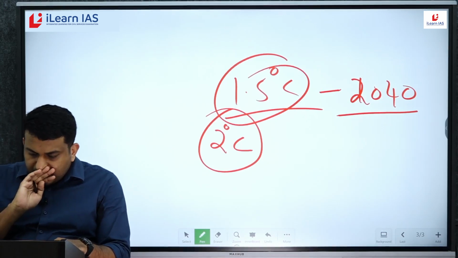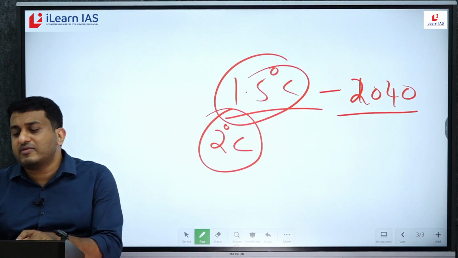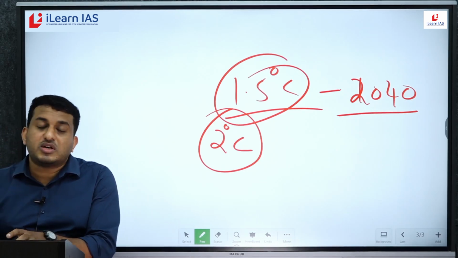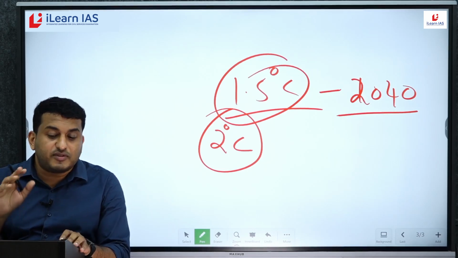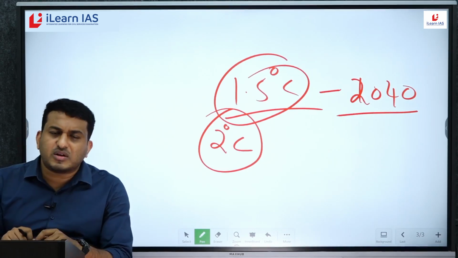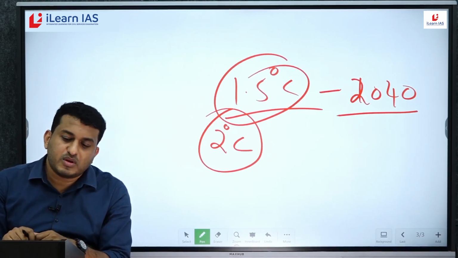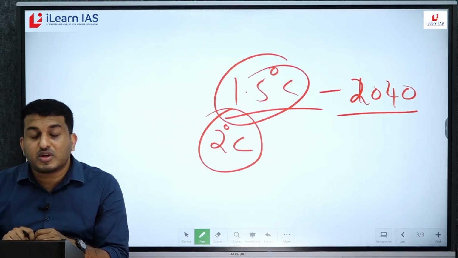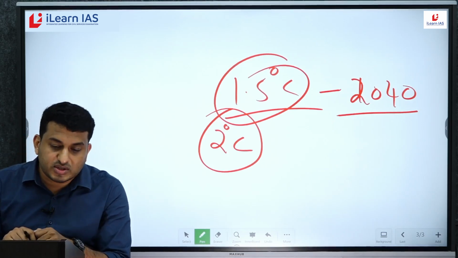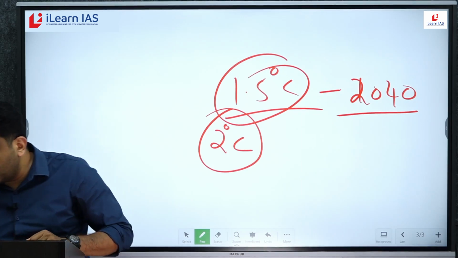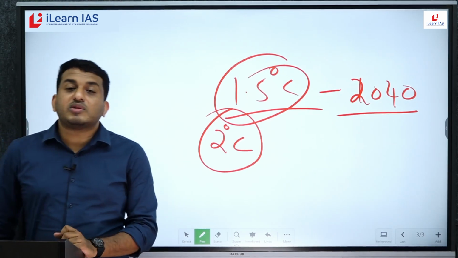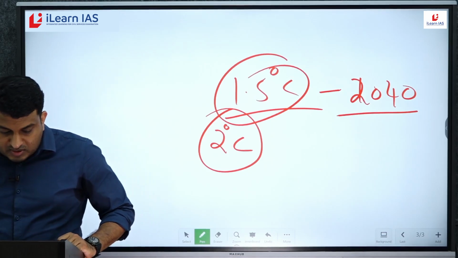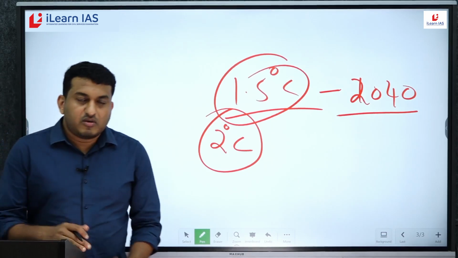Now, this average temperature, I told you, is 15 degrees Celsius. So the question is, who keeps the Earth warm? Or who is responsible for keeping Earth at 15 degrees Celsius? We can say that it is greenhouse gases. How is it possible?